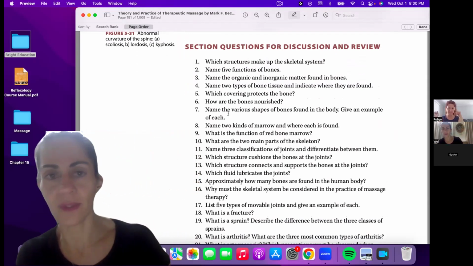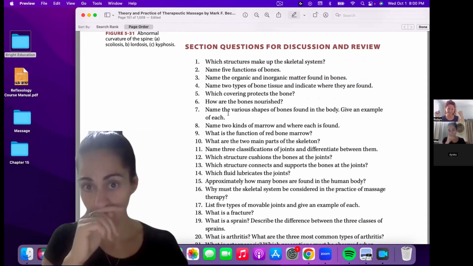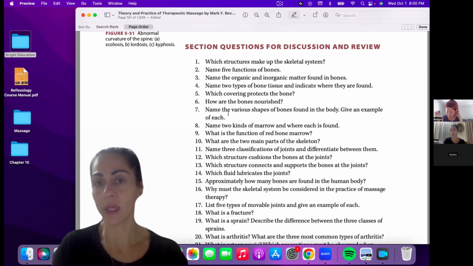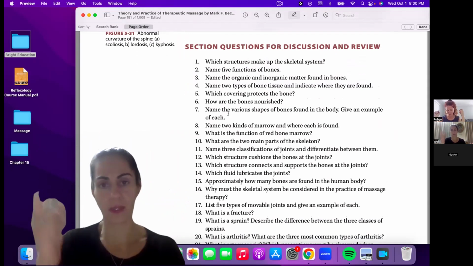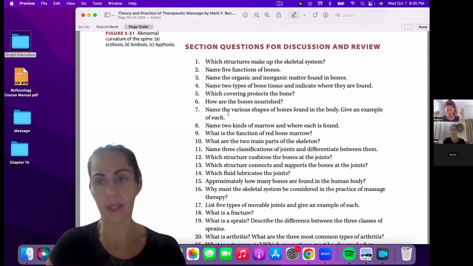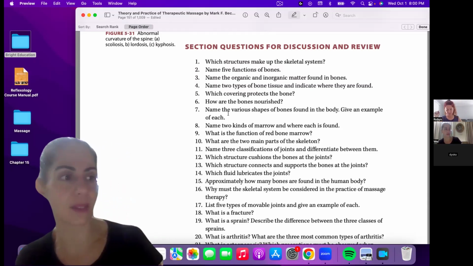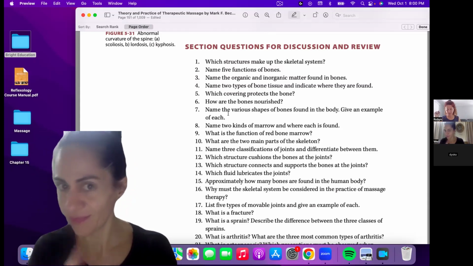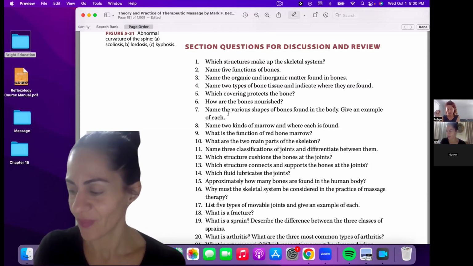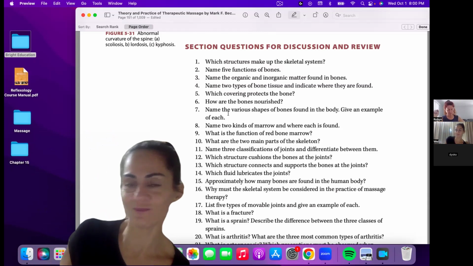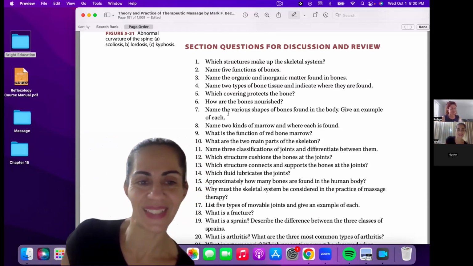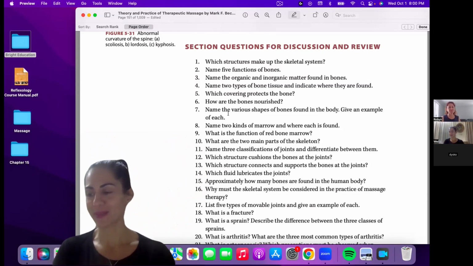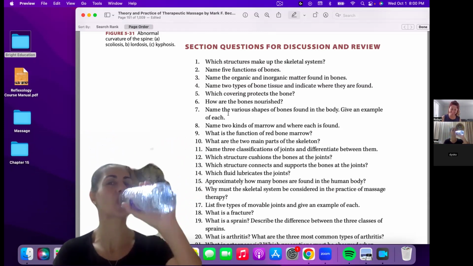Mm-hmm. Ready. Awesome. Which structures make up the skeletal system? So when we talked about the skin, we said the skin consists of nails, hair, and so on. Now, what about the skeletal system? Bone, ligament, and one more. Tendons? No. Fascia? With a C. Cartilage. Cartilage. Correct. Awesome.